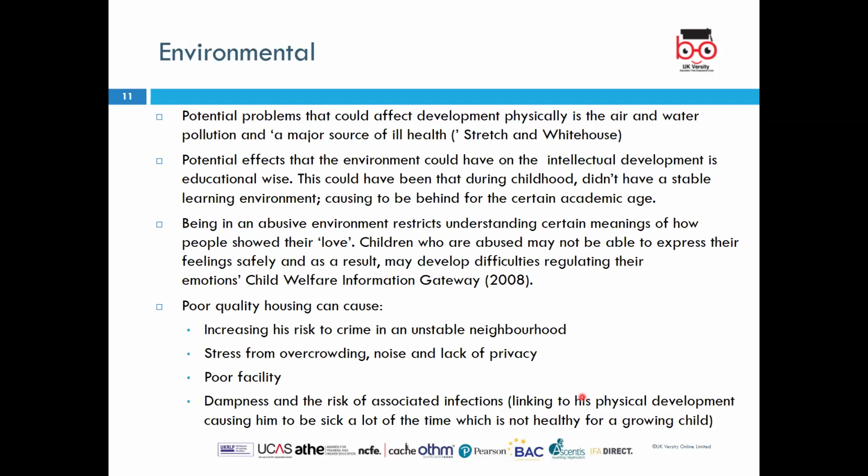Environment is a very important cause of disease and disability. The air and the water are major sources of ill health, and this can have an impact when you're a child. A child may not have had a stable learning environment when they were young, and this can have an impact on their intellectual and educational development as well. Being in an abusive environment matters too, because environment is not only the water, not only the air that you breathe in, it's love also, it's nurturing as well. If there's more love, there's more peace. That is known, obviously.